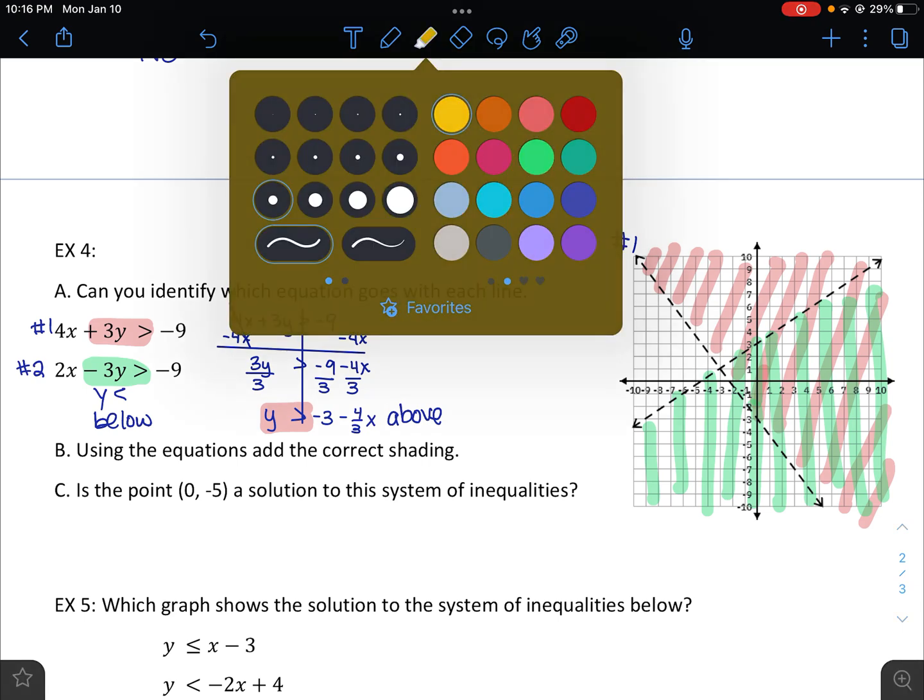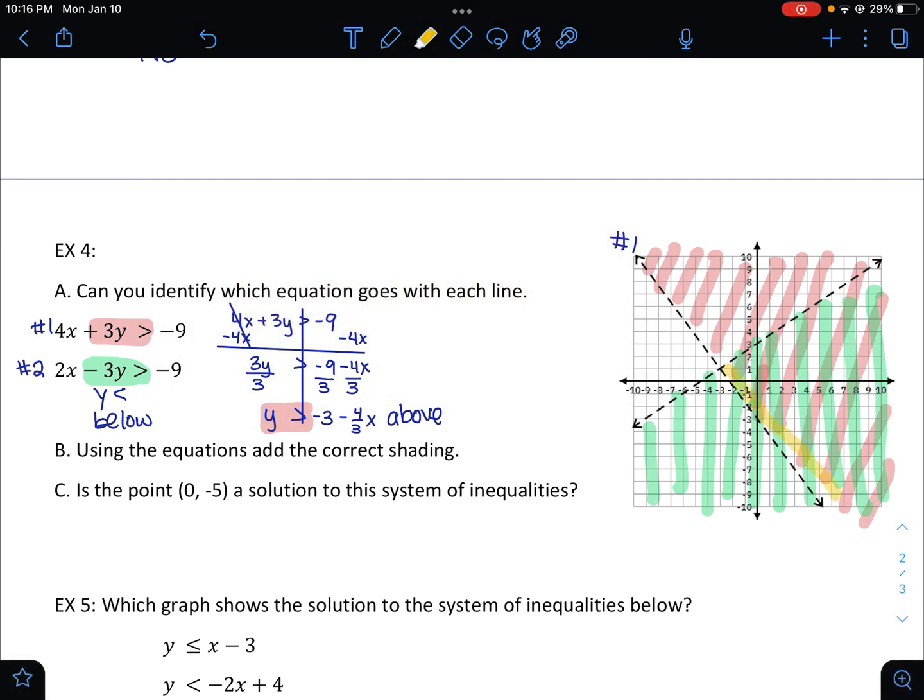What we are looking for, and the goal of this whole lesson, is that you can find this overlapping area right here that I'm highlighting in yellow so you can see a little better. That is our solution set. So this one wants to know, is the point (0, -5) in the solution set? Well, (0, -5) is down here. It works for one line, but not for both, so no, it's not.